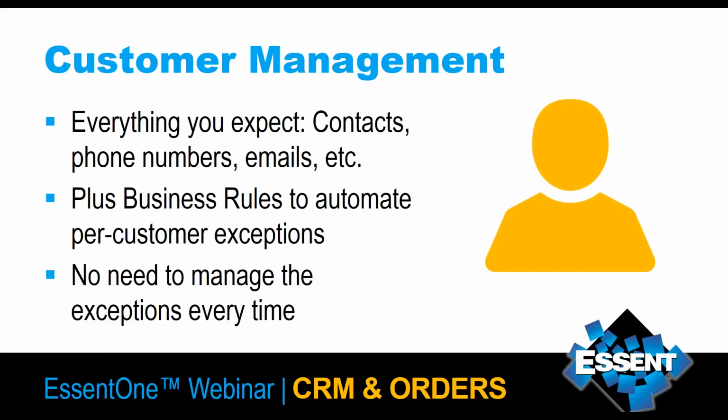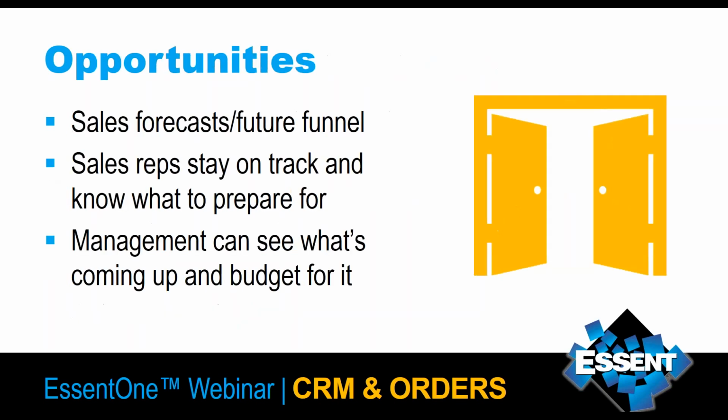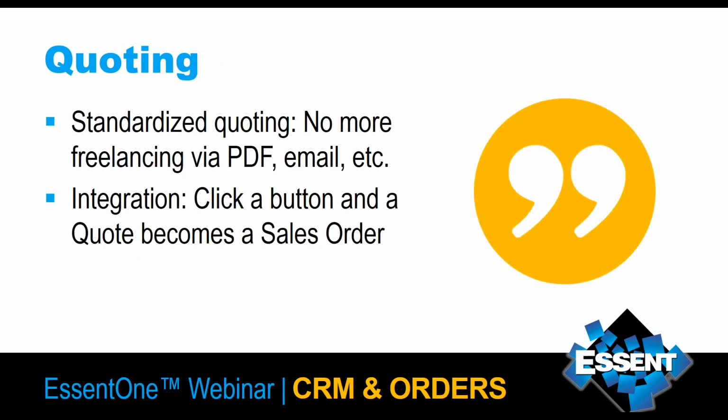So in summary, what we just looked at, we looked at the customer management, so everything expected from the contacts and the phone numbers. We looked at the business rules and how the system will manage the 90% and you just manage the 10% of the exceptions. We looked at the detail of opportunities in sales forecasting, how sales can manage their funnel, sales reps can stay on track, and management can see as an organization what we have coming down the pipeline.